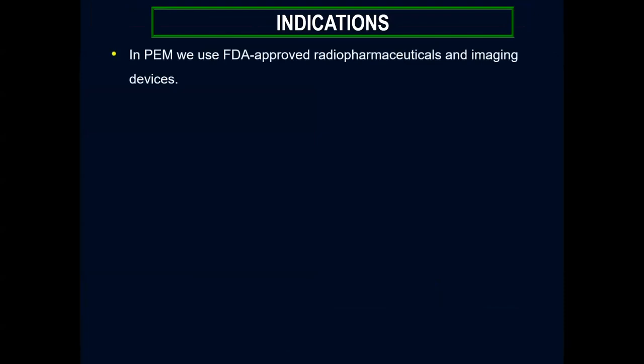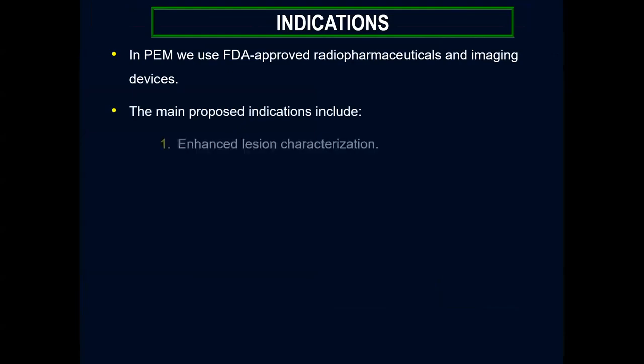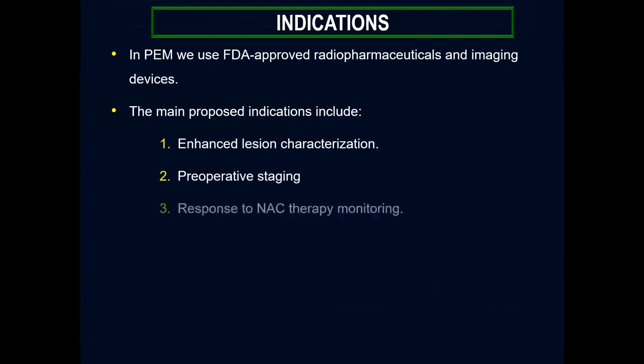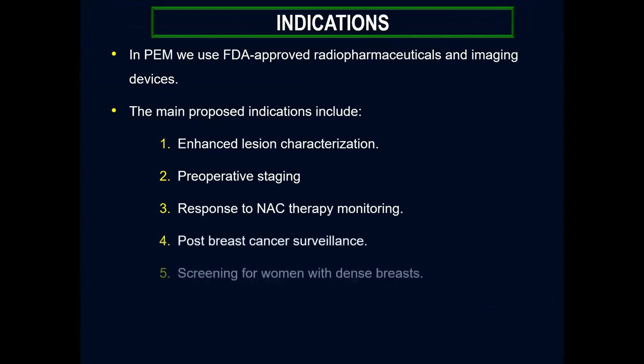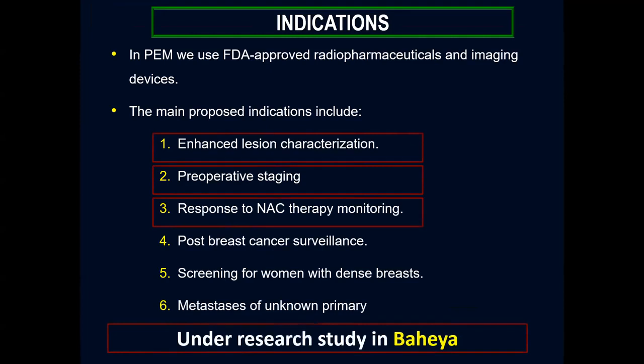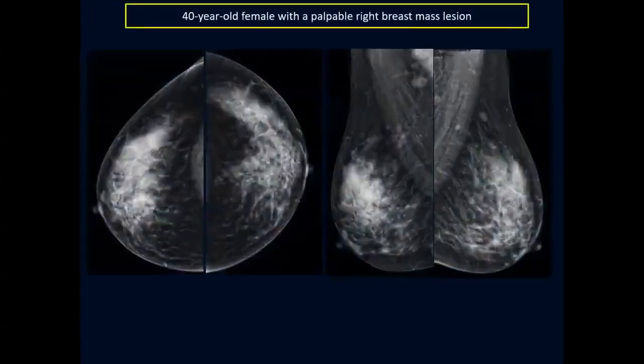In PEM, we use FDA-approved radiopharmaceuticals and imaging devices. The main proposed indications include enhanced lesion characterization, preoperative staging. We use it to assess the response to neoadjuvant chemotherapy, in post-breast cancer surveillance, for screening women with dense breasts, and for metastasis of unknown origin. And 3 of these points are under research in Baheya Hospital.